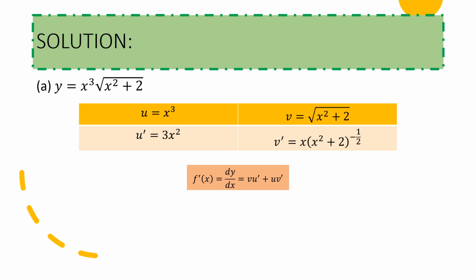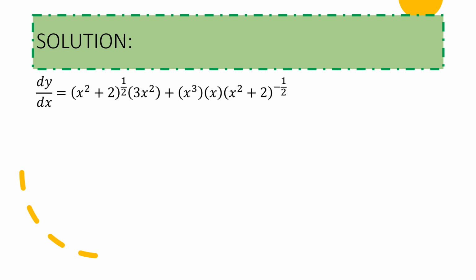Next step, we substitute into the product rule, which is vu prime plus uv prime. Start with v, u prime, plus u and v prime.